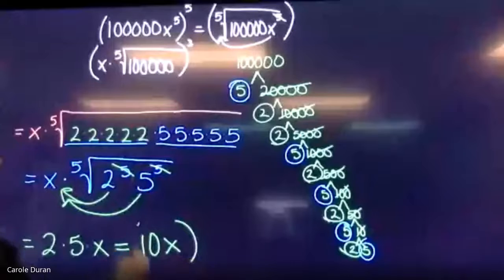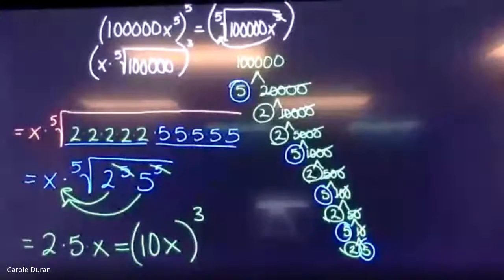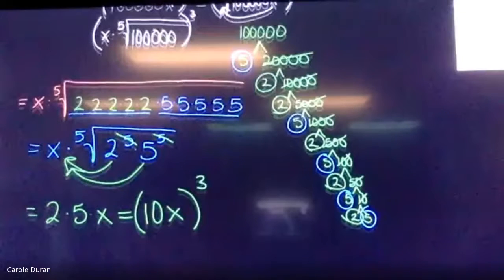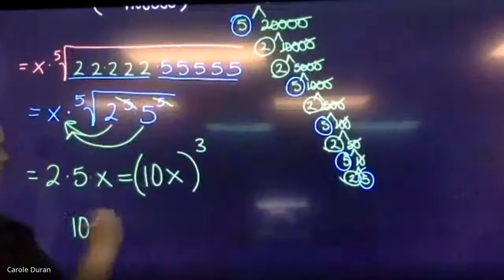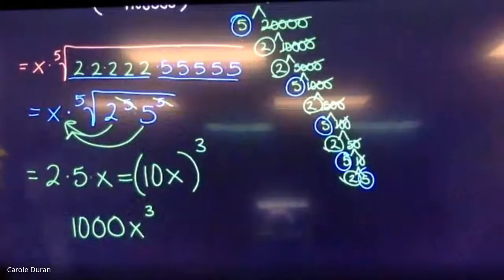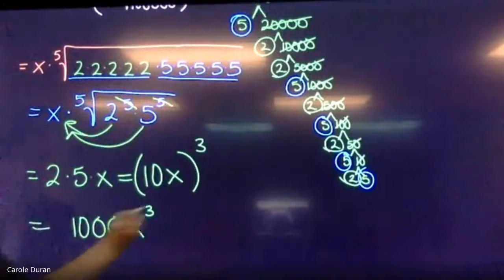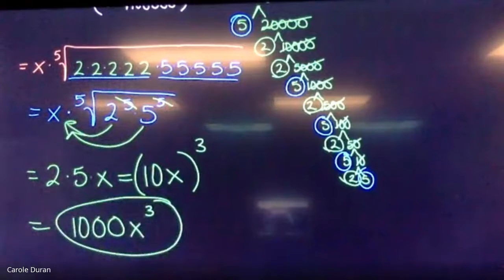But it wasn't just 10x, it was 10x all cubed. And I can put that in my calculator. We figure out that 10 cubed turns into 1,000, and x to the third power turns into x cubed. So my final answer is 1,000x cubed. And then we are finished with that problem.